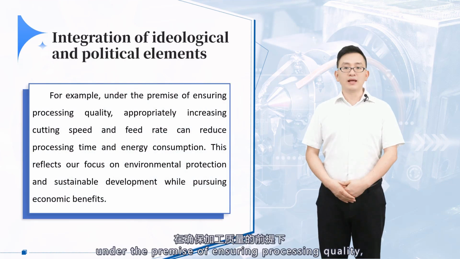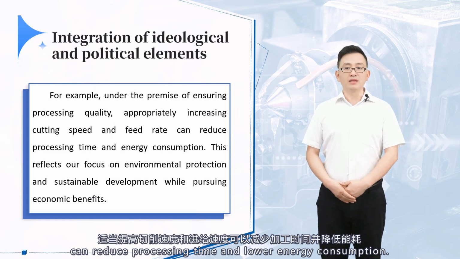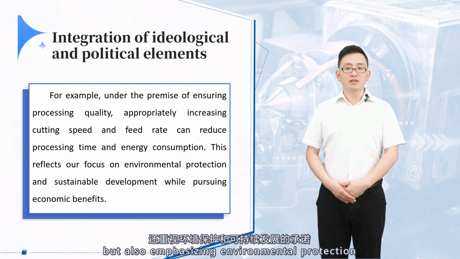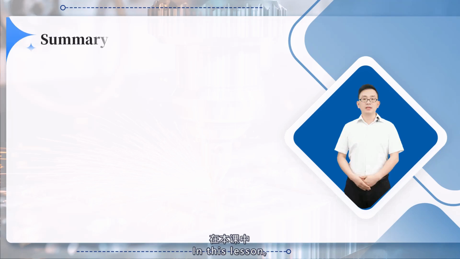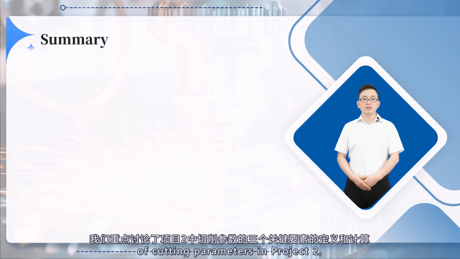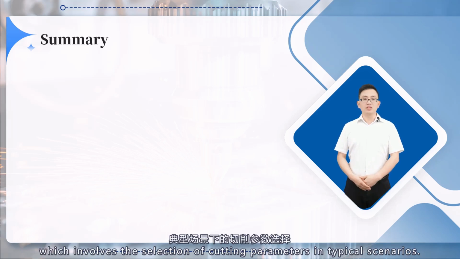For example, under the premise of ensuring processing quality, appropriately increasing the cutting speed and feed rate can reduce processing time and lower energy consumption. This reflects our commitment to not only pursuing economic benefits, but also emphasizing environmental protection and sustainable development. In this lesson, we focus on the definition and the calculation of the three key elements of cutting parameters in Project 2, with an emphasis on Task 2.3, which involves the selection of cutting parameters in typical scenarios.